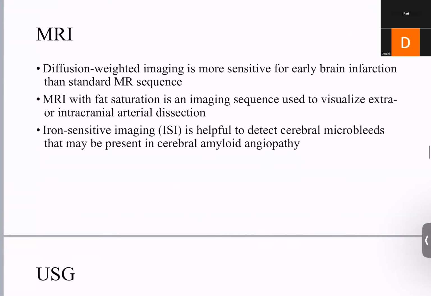On to MRI, diffusion weighted imaging is more sensitive for early brain infarction than the standard MRI sequence. MRI with fat saturation is an imaging sequence used to visualize extra or intracranial arterial dissection. There is something called iron sensitive imaging. It is helpful to detect cerebral microbleeds that may be present in cerebral amyloid angiopathy.